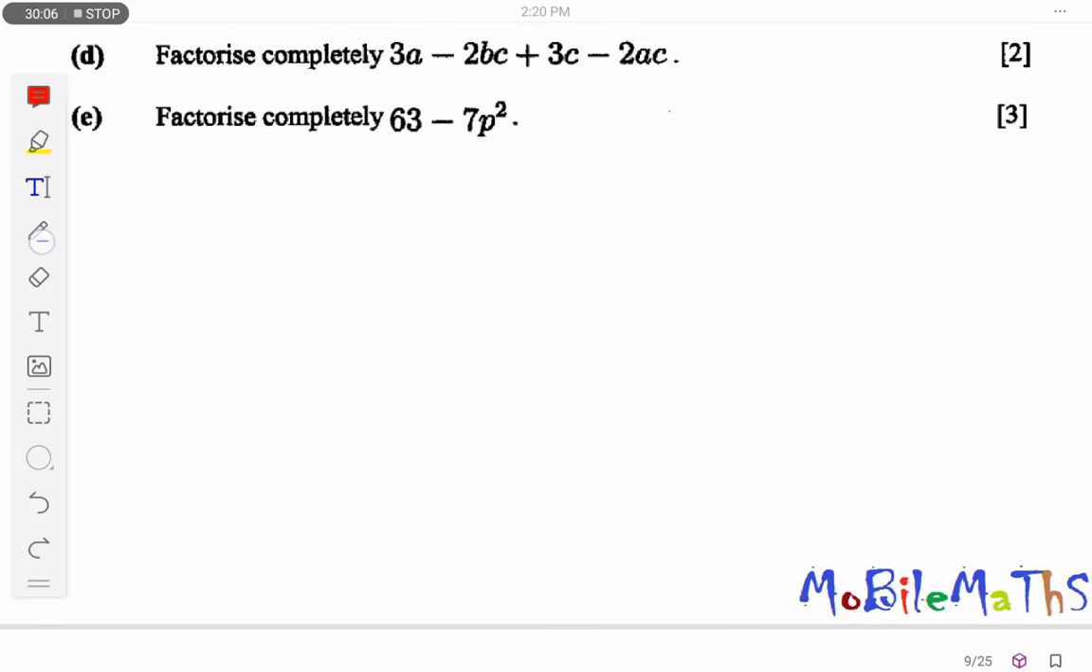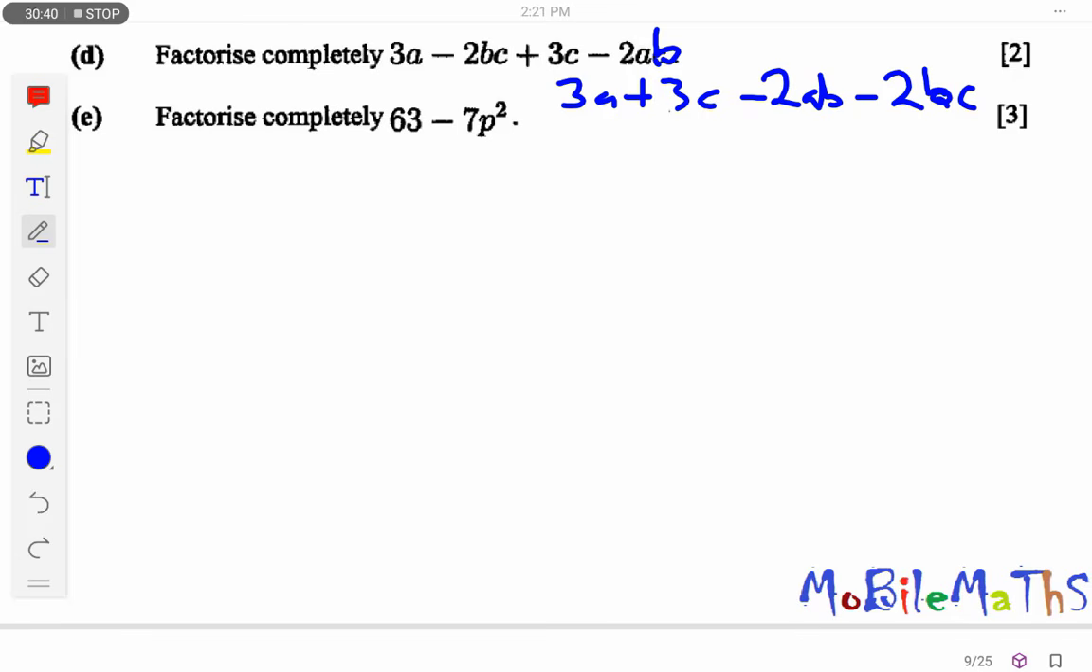Factorize completely the first part there. The first part I can say this is equal to, okay, so there was an error for this one. It was impossible to factorize this one. But if we change this 2ac there to be 2ab, we can factorize it. So we can now rewrite it in terms of 3a plus 3c minus 2ab minus 2bc, like that. Then I can factorize.